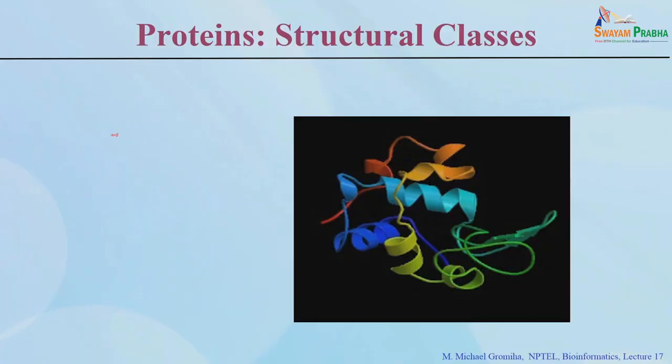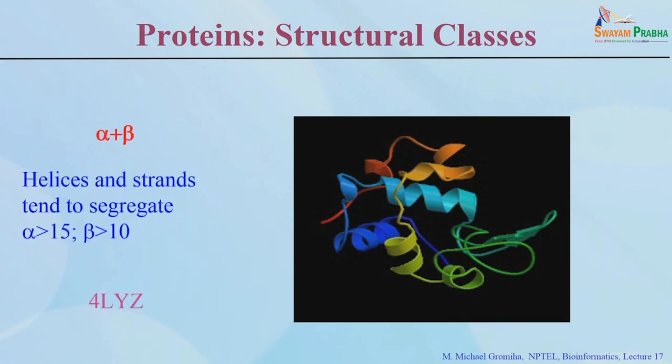One class is alpha plus beta proteins. In this case, helices and strands tend to segregate. You can see the presence of more than 15% alpha helices and more than 10% beta strands.